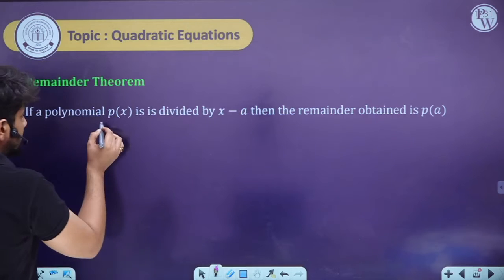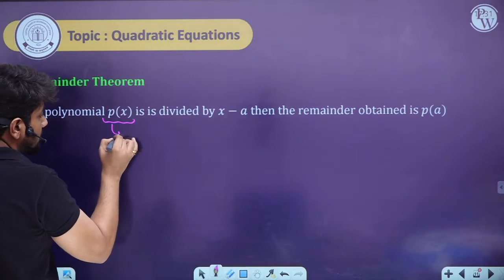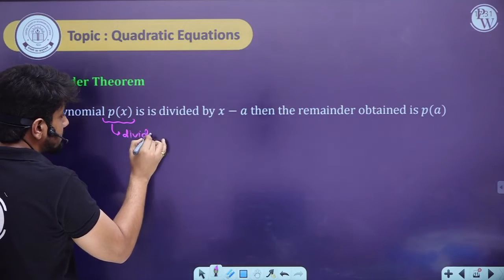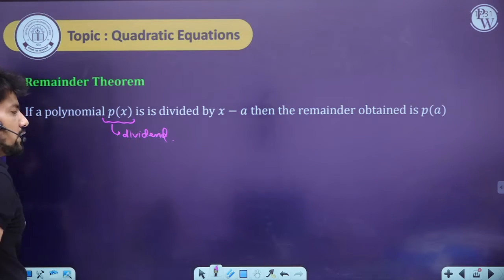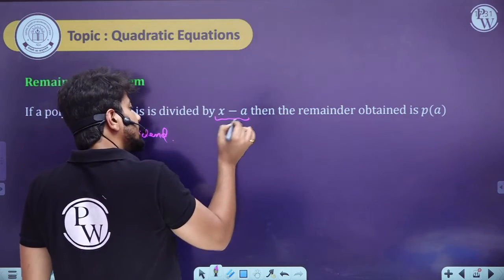See, what is the dividend? Dividend is p(x), because polynomial p(x), this is dividend. What is the divisor? Divisor is x minus a.